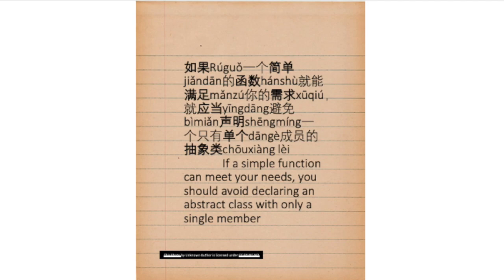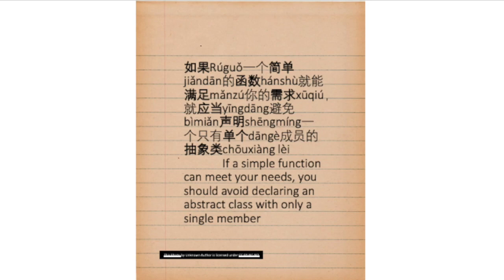You should avoid 应当避免 declaring an abstract class. Abstract class is 抽象类 with only a single member. Single member is 一个只有单个程序的. So we used all these words that we learned just now in one sentence. Let's read it one more time. Read it together with me.